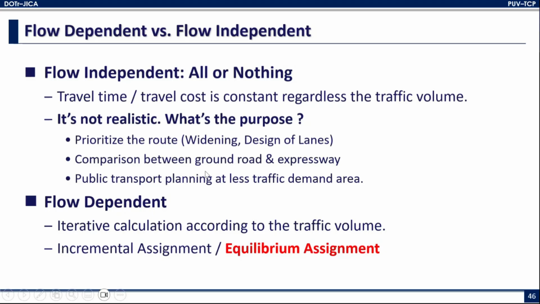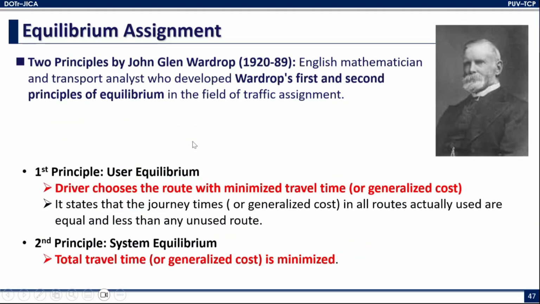If a more complicated demand forecasting model is not prepared, such a demand assignment might be used. This methodology is called flow independent. For the flow dependent cases, the so-called incremental assignment and equilibrium assignment were developed. For the urban transport field, the equilibrium assignment is generally used.